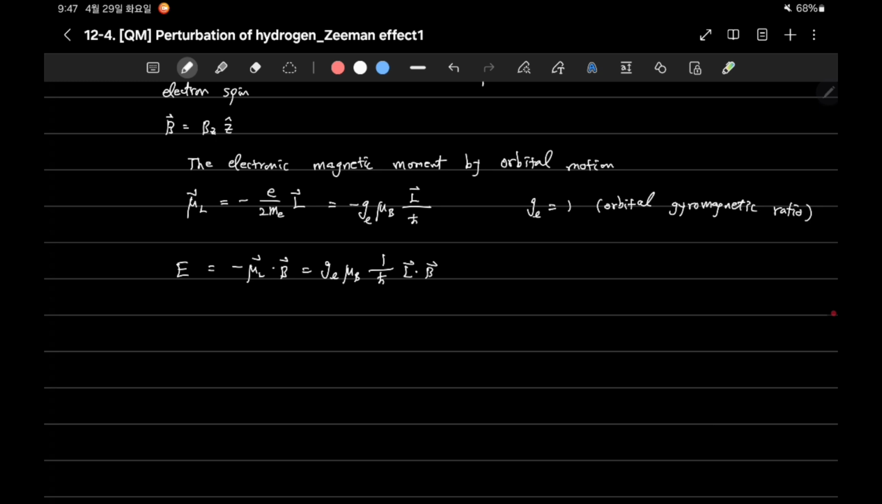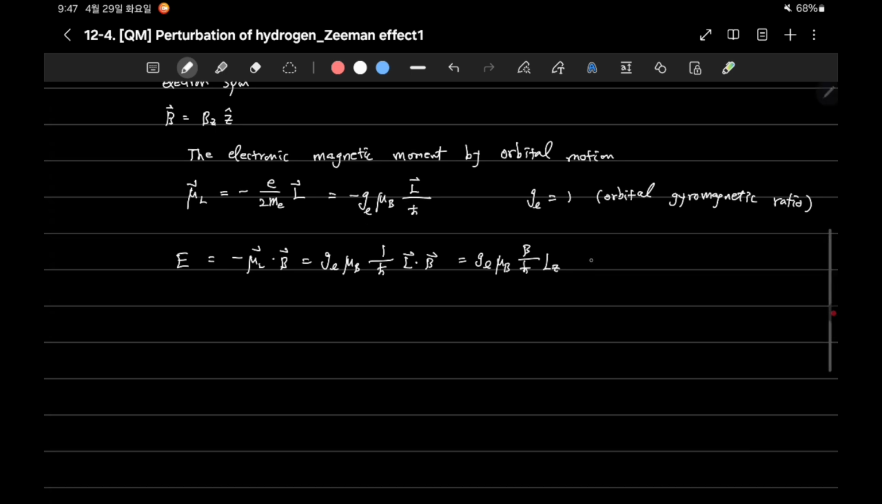Here, because the magnetic field direction is along the z direction, the L dot B makes only the L_z component. So g_L mu_B B over h bar times L_z, only the z direction, because the magnetic field is along the z direction. So we can deal with this as a perturbation energy. It is the Zeeman effect perturbed Hamiltonian, which we denote H_Z prime.